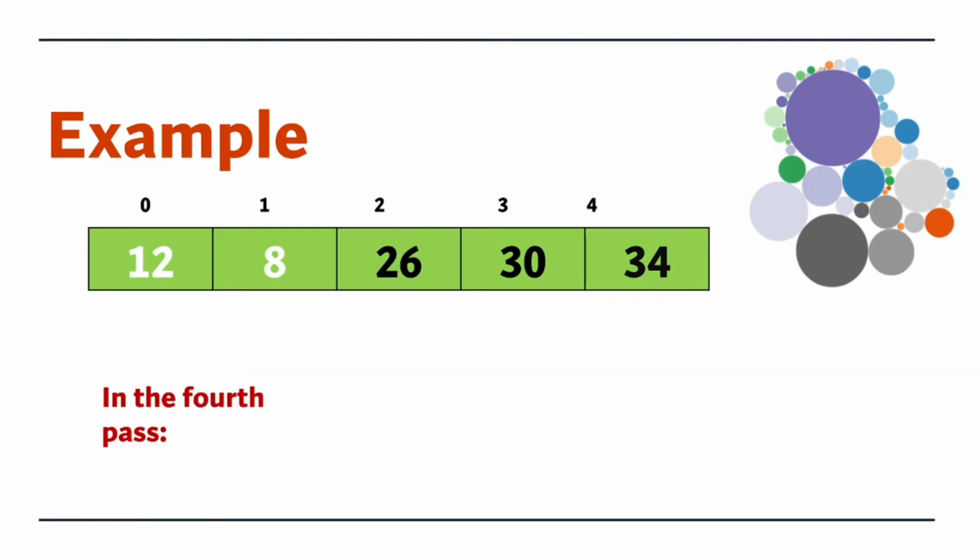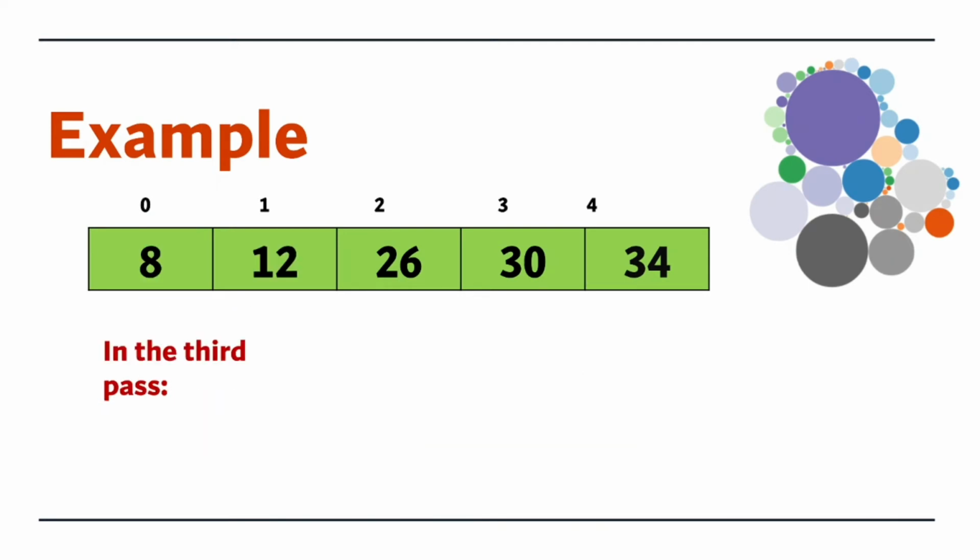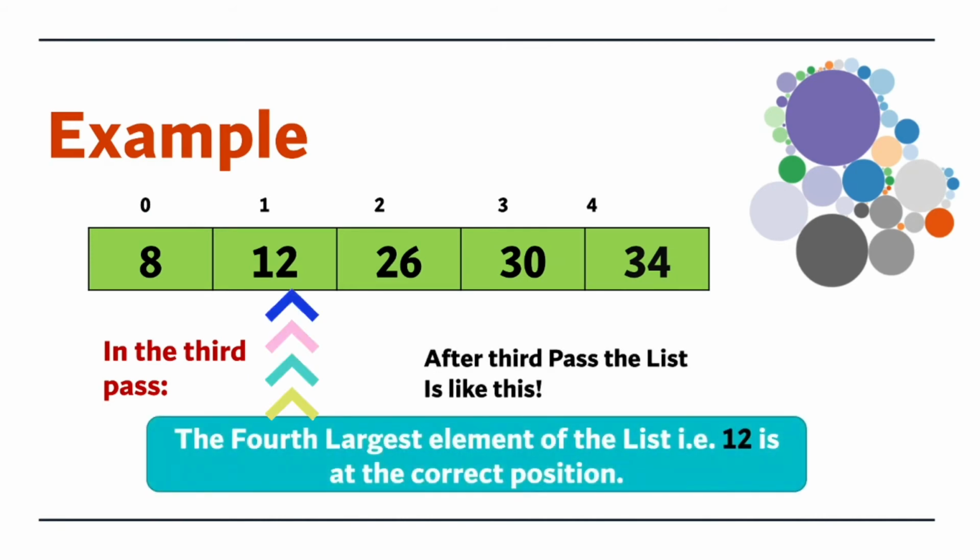And now for the fourth pass, you can see that there will be only a single comparison, 12 and 8, and a swapping is required. And now this is your completely sorted list. 12 is at its correct position, and now 8 is also at its correct position. So one thing is that at the end of each pass or iteration, one element gets its correct position, right?